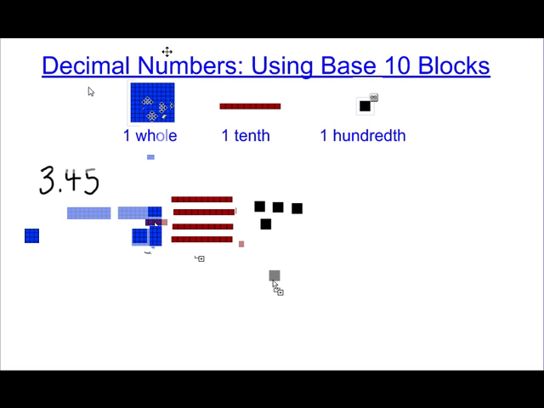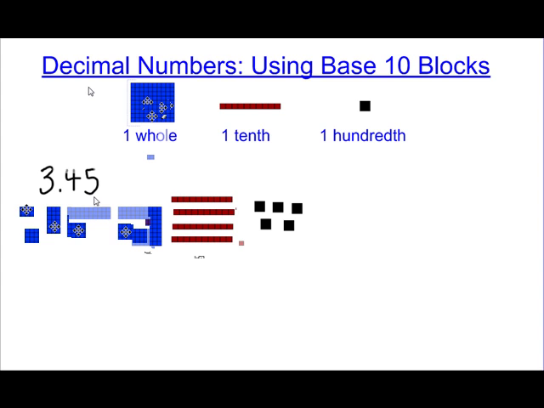Using base 10 blocks for decimals is a great way to show your students how to decompose a decimal number. So let's take a look with our example. We have 3 and 45/100ths, the correct way to read a decimal number. We also have 3 and 4/10ths and 5/100ths.